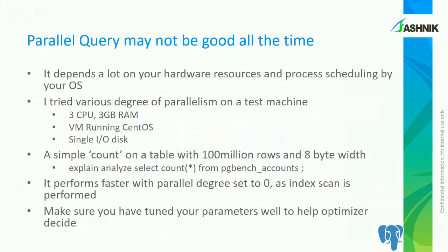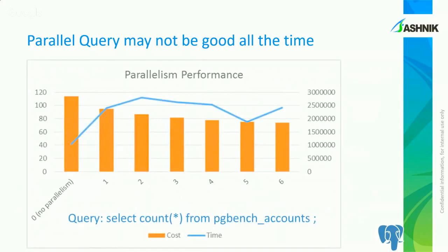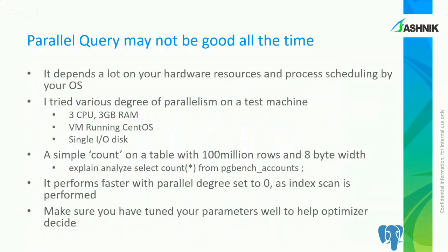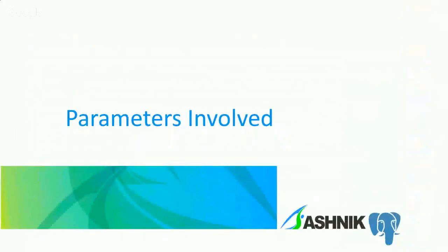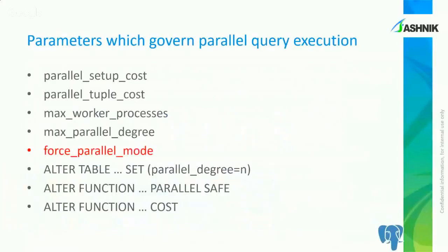And when I set the degree to 0, as when you're doing count star, Postgres might use an index, and that is what it was doing when I was not using parallelism. The index scan was much faster than parallel sequential scans. So in order to make sure that your optimizer is using parallel queries only when it should be using, you should be tuning your parameters right. And let's look at some of those parameters which are involved here.